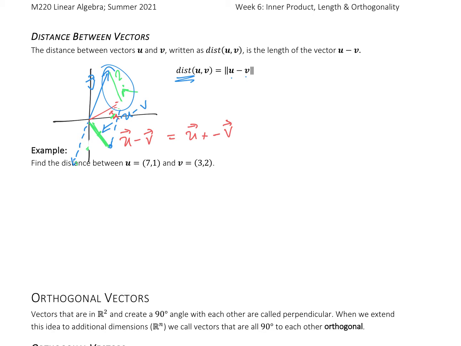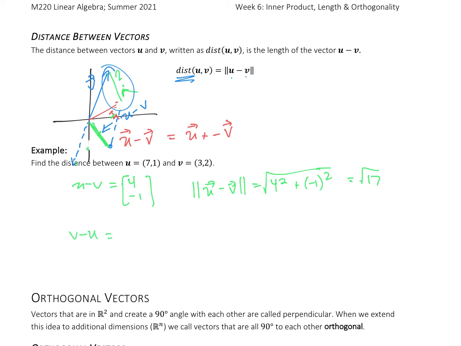All right, so we're going to find the distance between 7, 1 and 3, 2. So first thing we need to do is find u minus v. So u minus v, I'm going to take my 7 minus 3 is 4. 1 minus 2, negative 1. And again, it doesn't matter. I can do this in any order. I'll show you. So the magnitude of u minus v is 4 squared plus negative 1 squared, 16, 17. Square root of 17. Right? It doesn't matter.